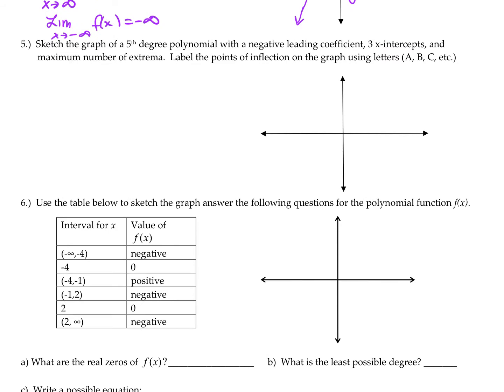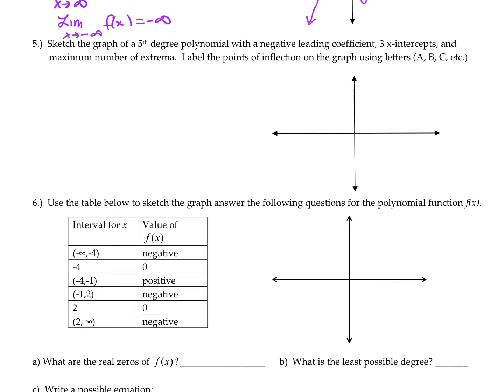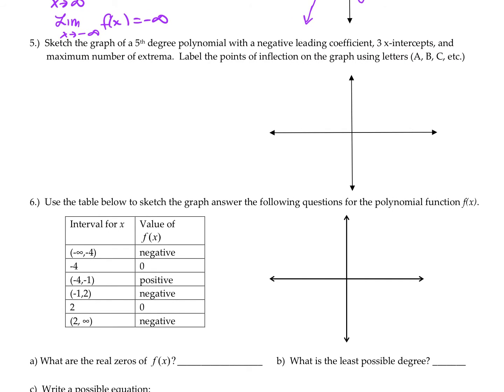All right, 5 says, sketch a 5th degree polynomial with a negative leading coefficient, 3 x-intercepts, and the maximum number of extrema. Label the inflection points A, B, and C. All right, so if I have a degree of 5, the maximum number of extrema would be 4.